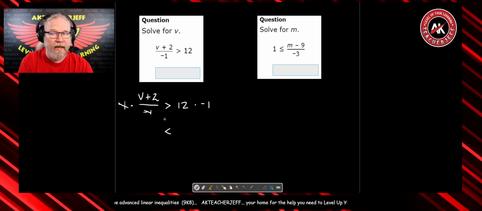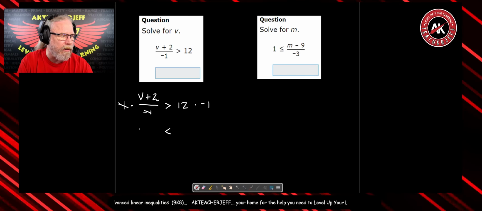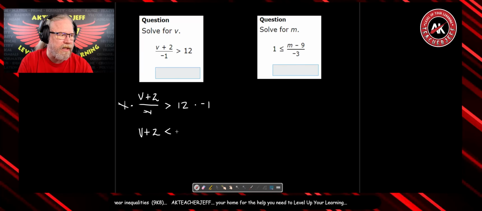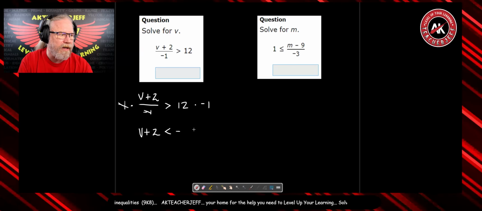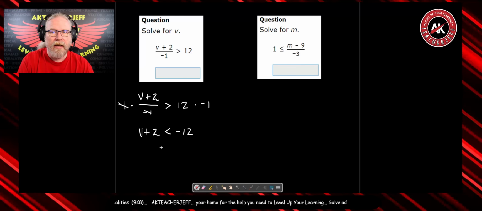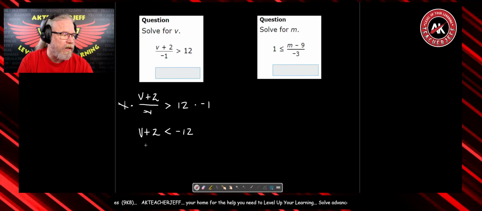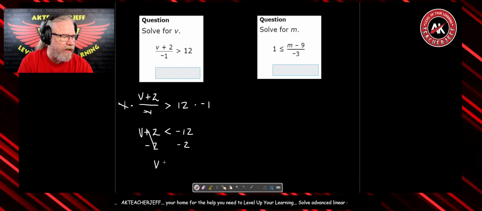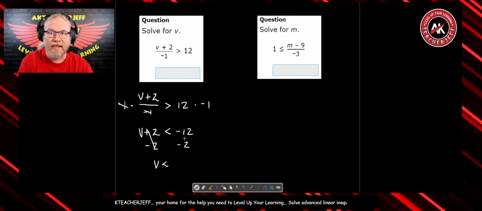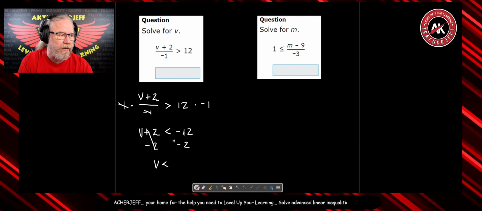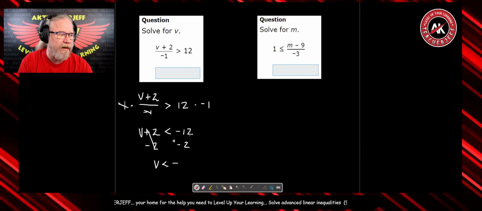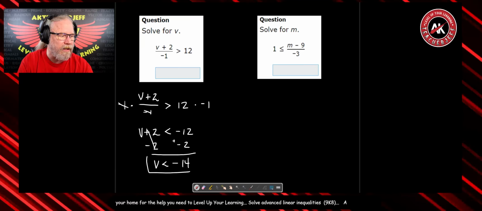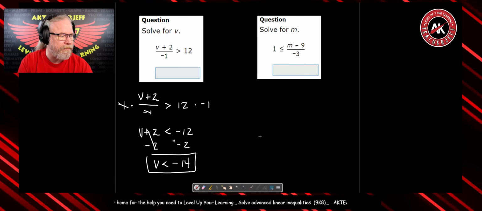The negative ones are going to cancel each other, leave me with the numerator of v plus 2. And positive times negative is going to be negative, and 12 times 1 is 12. Now I'm in a two-step equation. I need to go ahead and subtract 2 from each side. The 2's will cancel each other, leave me with v, and this is actually negative plus negative, right? So two negatives are going to get even more negative, and 12 plus 2 is 14. So we end up with v is less than negative 14.